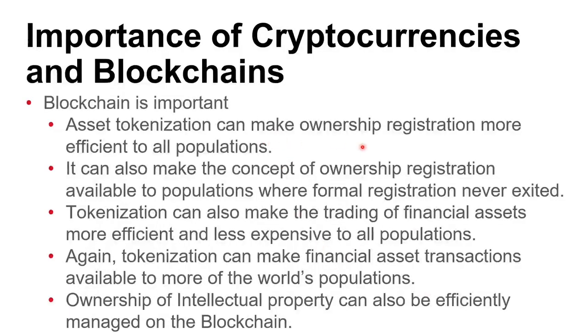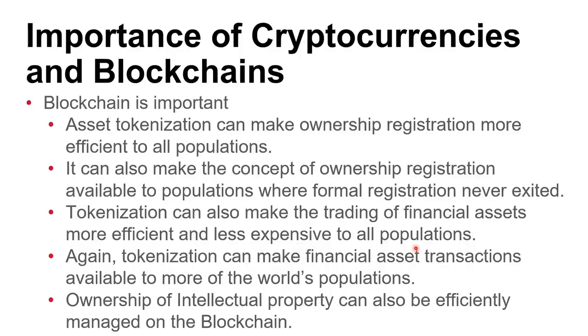Asset tokenization can make ownership registration more efficient for many, many more populations, if not all populations. It can also make the concept of ownership registration available to populations where formal registration never existed. So there are many places in the world where marriages are not registered, where births are not registered, where homes and property do not have deeds. Tokenization can also make the trading of financial assets more efficient and less expensive for all populations.